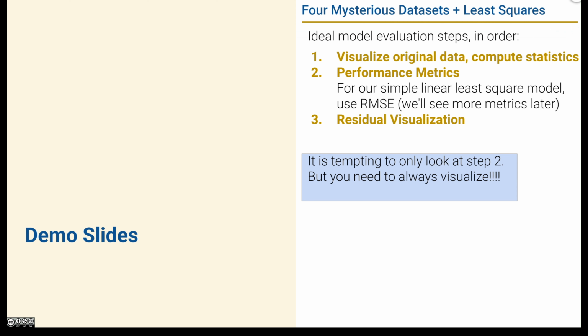So to summarize what we were just doing in the notebook, ideally, when you're evaluating your model, you'll be visualizing the original data, computing key statistics, looking for outliers or anomalies, and then doing your performance metrics. For our simple linear least squares model, we're using RMSE as well as the correlation squared, and then visualizing the residuals. We want to emphasize that sometimes people get overly hung up on performance metrics, but it's really important to include the visualization as well.